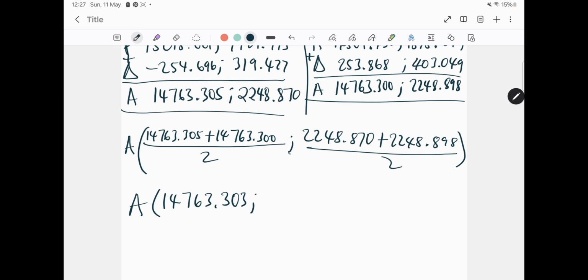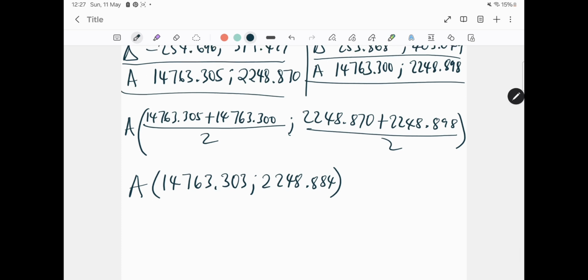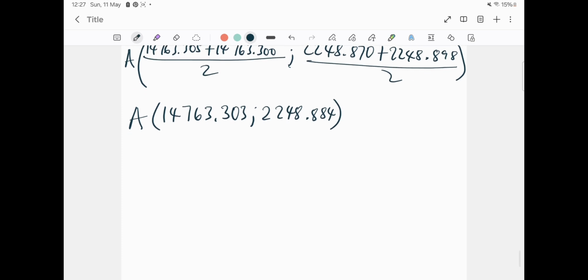That side is 2248,870 plus 2248,898 over 2. It's 2248,884. Those are the coordinates. So then here you're left with one part, which is the check calculation. So this is the last part.